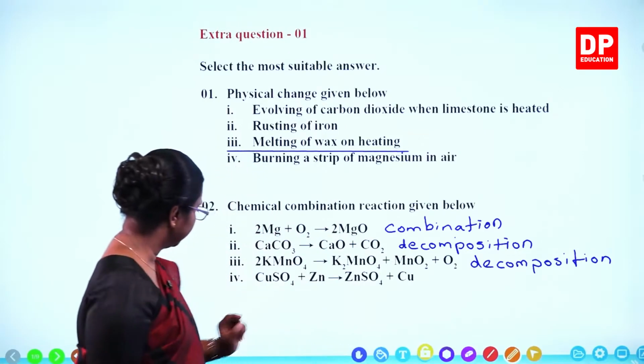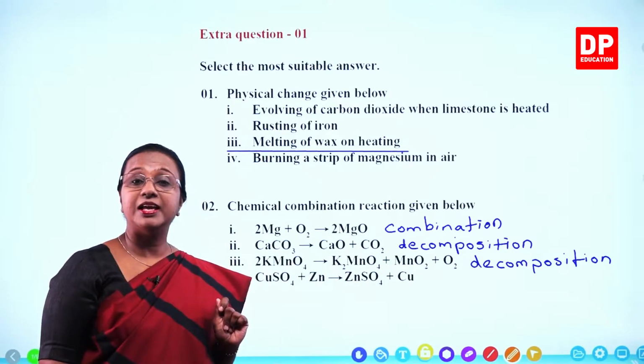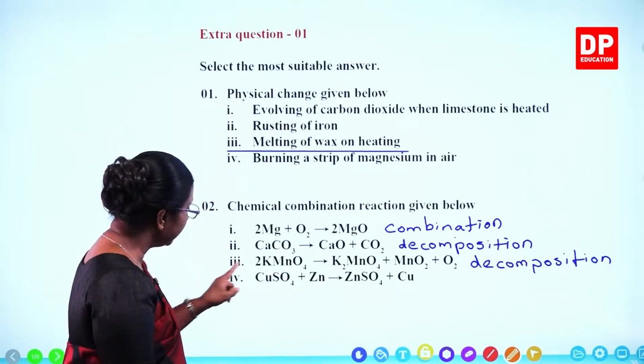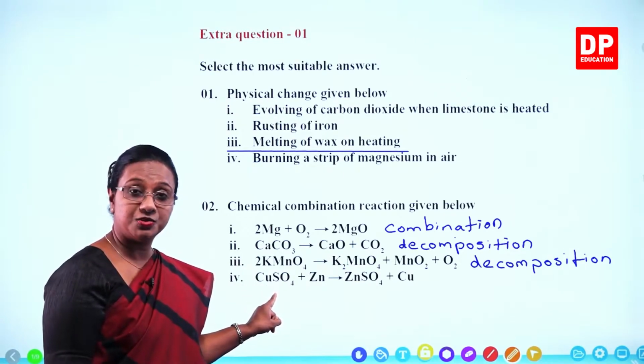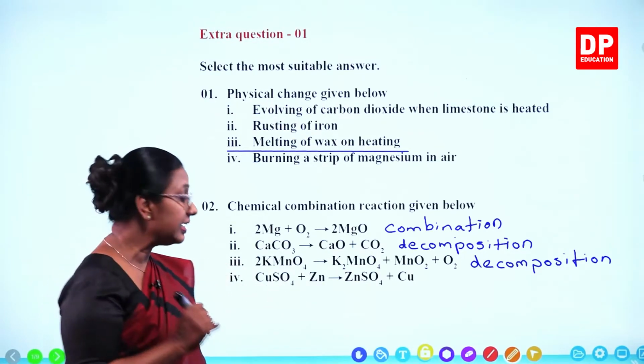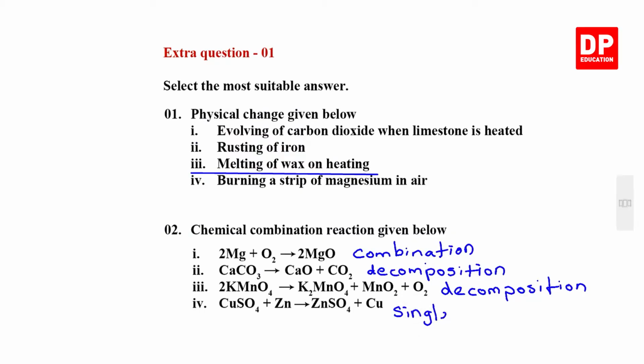What is this one? Copper sulphate, zinc, giving rise to zinc sulphate and copper. What happens here? Zinc displaces copper from the salt solution. So, that is a single displacement reaction. So, this is a single displacement reaction.